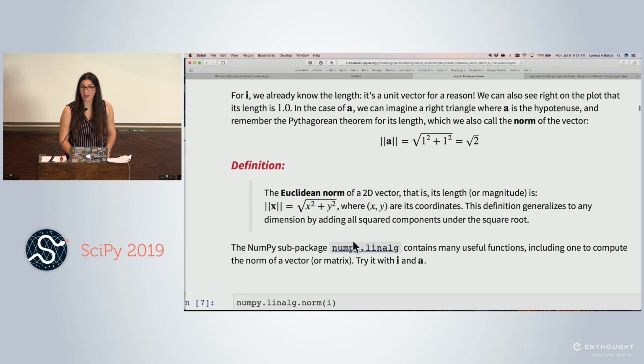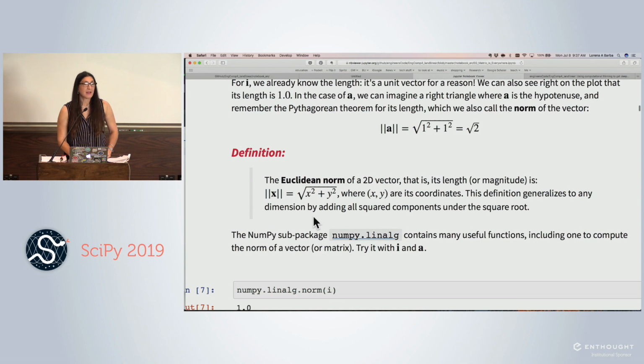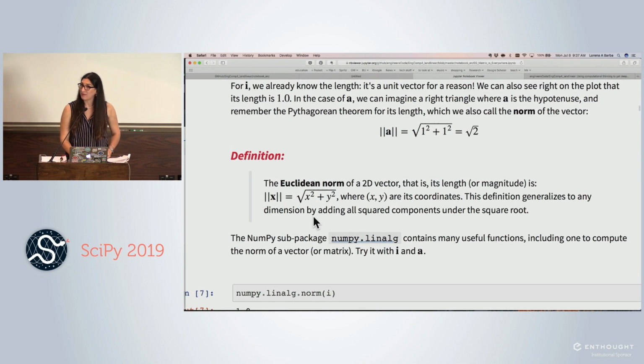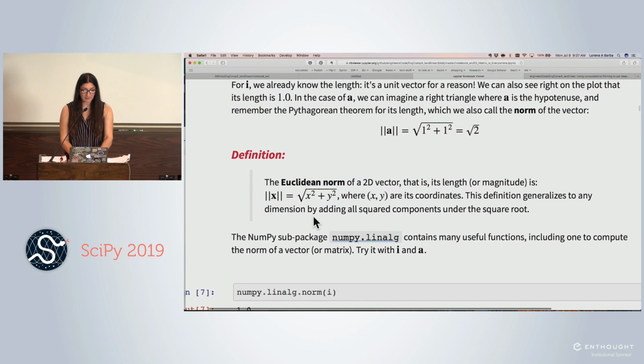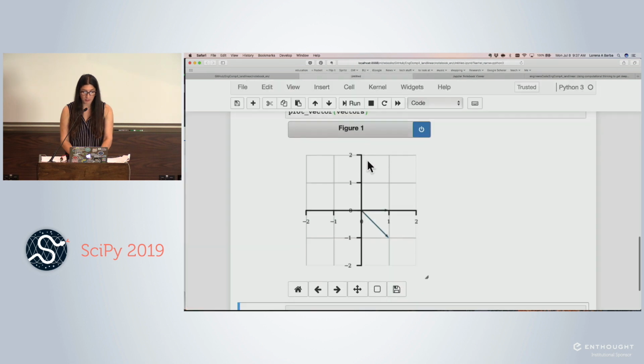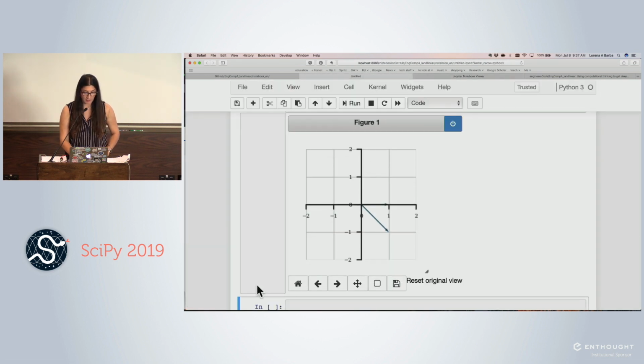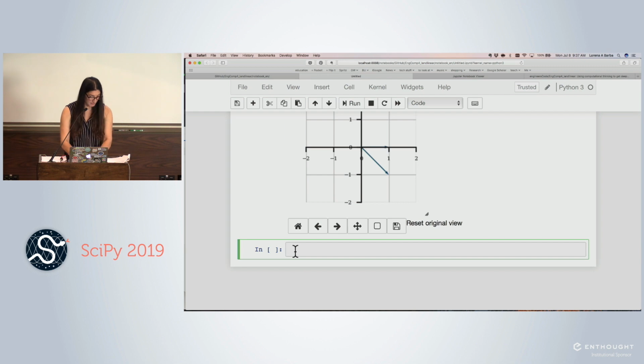And we will use this in the rest of the lesson, so we introduce this definition here. The Euclidean norm of a 2D vector, its length or its magnitude, is the square root of the sum of the squares of its two components, and this also generalizes to higher dimensions. In Python, we have a function to compute this from the linear algebra submodule, so we can compute the norm of this vector by doing numpy.linalg.